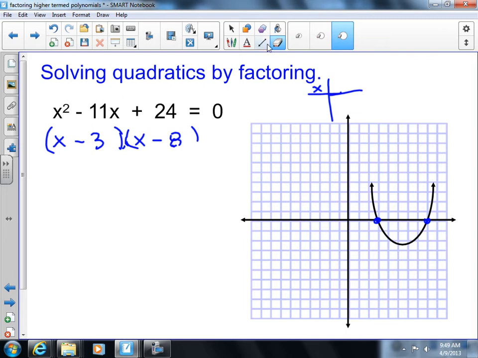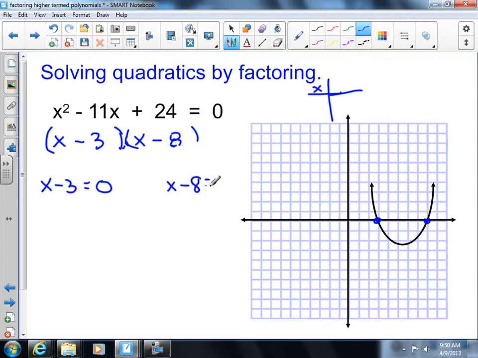Well, if I know that the quantity x minus 3 times the quantity x minus 8 is equal to 0, what's one of them going to have to be? What do you know when you multiply a number times something to get 0? One of them has to be a 0. Agreed? So I'm saying x minus 3 could be equal to 0, or x minus 8 could be equal to 0. So in other words, when this is 0, we're going to look and find those two values. So solve. What's x going to be if y is 0?